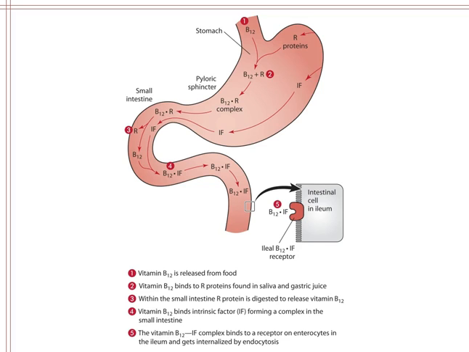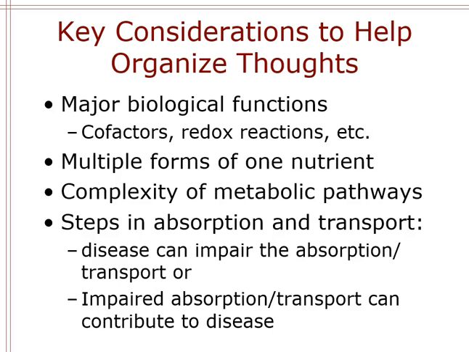And then thinking about all the steps that have to happen for absorption and transport to occur, and how diseases or conditions could impair either the absorption or the transport. And on the flip side, if they have impaired absorption and transport, it can contribute to diseases because those nutrients are not getting in where they need. So hopefully that gives you a little bit of framework as you move forward with looking at all of the different specific water-soluble vitamins this week.